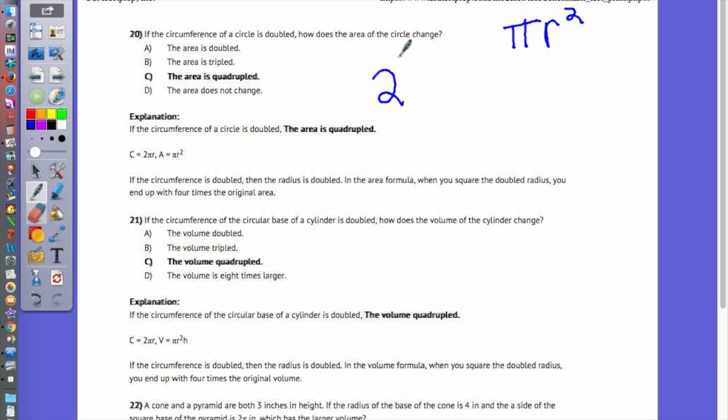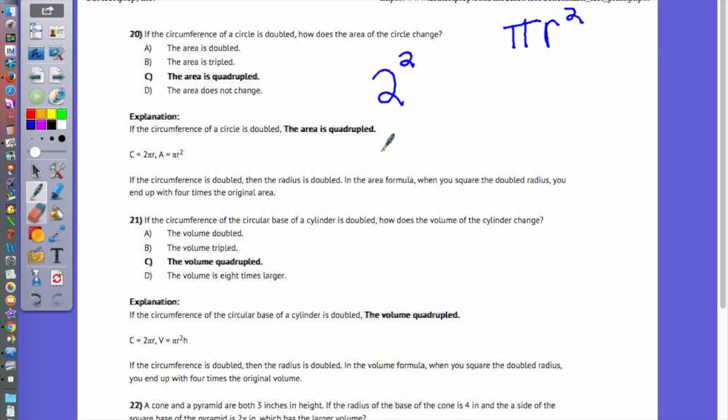So when you change the radius, even though you change one dimension, since in the formula for area, you use that radius twice in squaring it, you're doubling something, and you have 2 dimensions. So 2 to the 2nd power is 4, and that's why the area is quadrupled. Okay? Do you understand number 20?